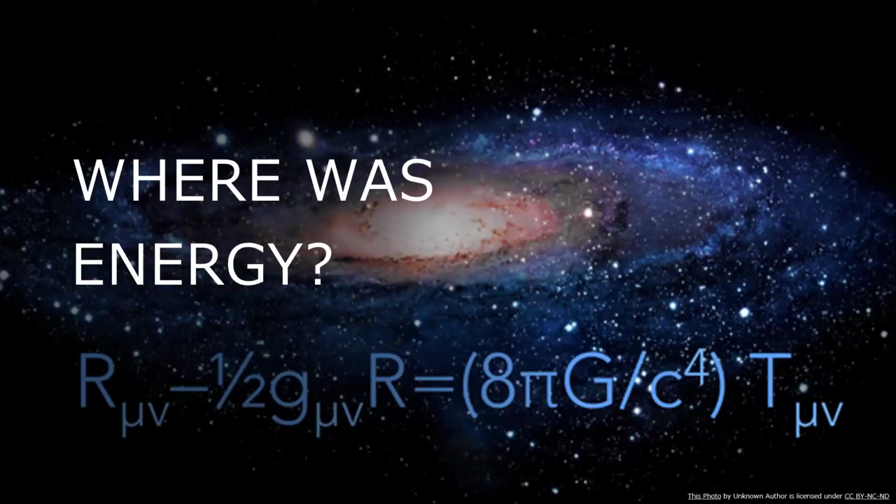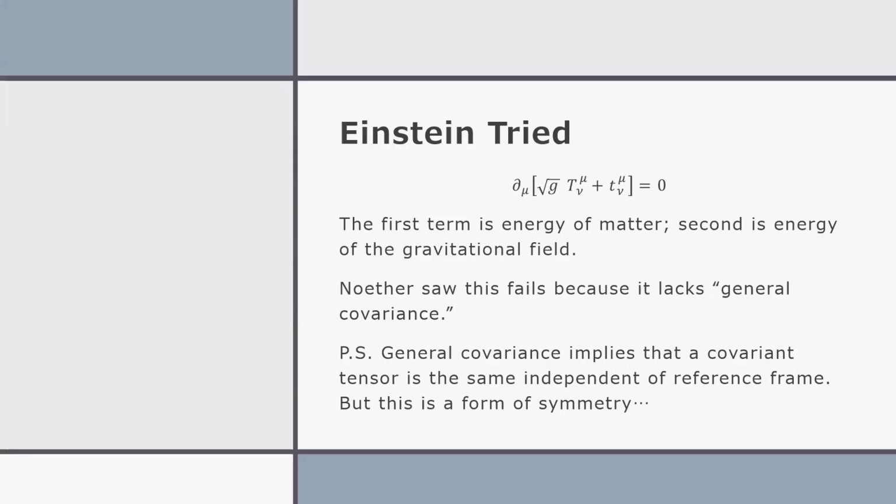You're in free fall. There's no work on the test mass. If there's no work, there's no potential energy. A whole pile of energy just disappeared from the universe when this equation came out. That's the problem. Einstein tried to address this. This is his equation. And you'll see right off the bat that some of the indices are on the top side. It's violating the principle of general covariance because it has contravariant elements to it. And so Noether saw that this immediately fails because it lacks this idea of general covariance.